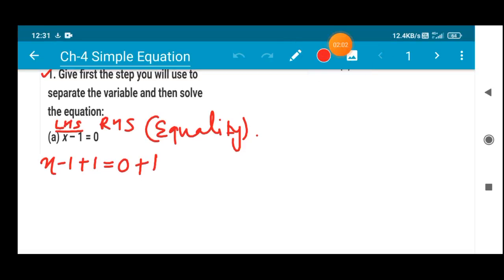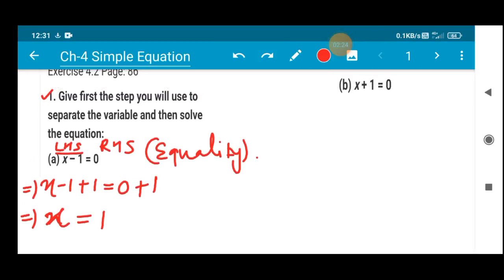Now our step is: you know that minus 1 and plus 1 is 0, so there will be no numerical value, hence only x will remain, is equal to 0 plus 1, which is 1. So what is the value of our x? The value of our x is 1. I hope you have understood the method of equality, where the same numbers should be added or subtracted on both the left hand side and right hand side.